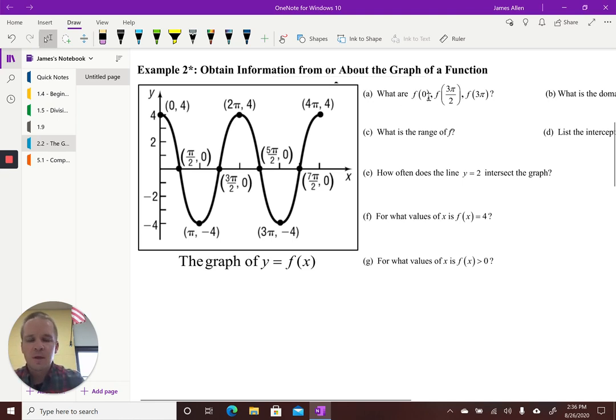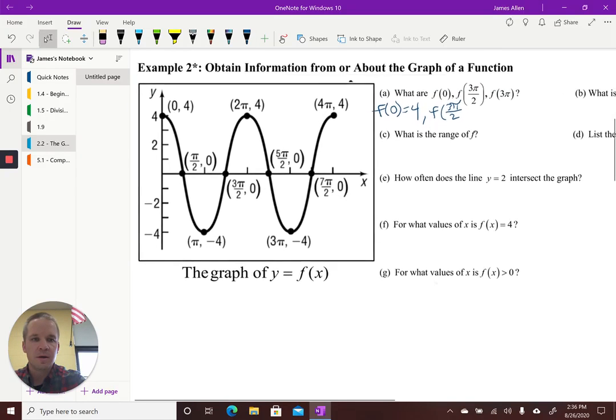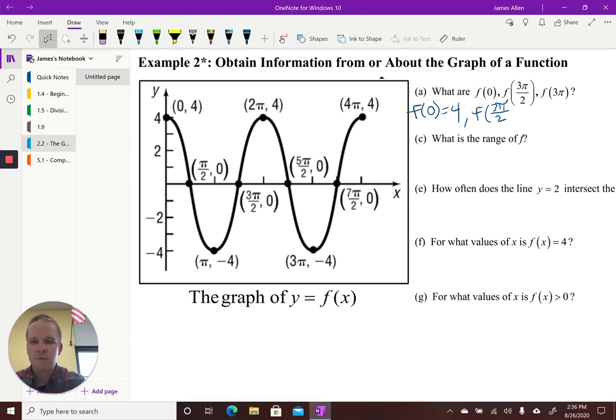So f of 0. If I plugged 0 in for x, that means I'm at this area. What's my y value? 4. So f of 0 is equal to 4. Okay. What's f of 3 pi over 2? I can even zoom in a little bit here. F of 3 pi over 2. Well, if I go to 3 pi over 2 for my x, my y value is 0. And lastly, when we're dealing with 3 pi, if I plug in 3 pi, I end up getting -4.